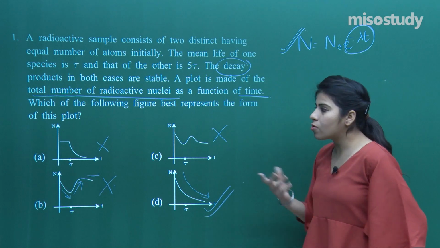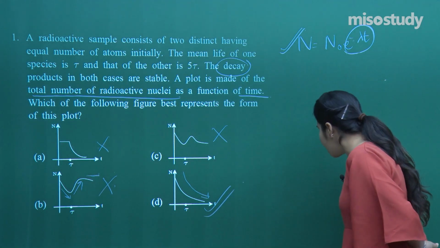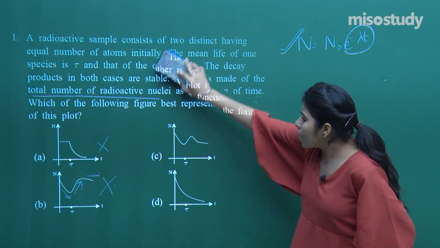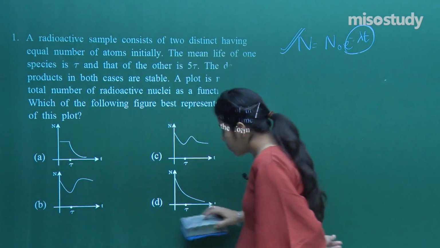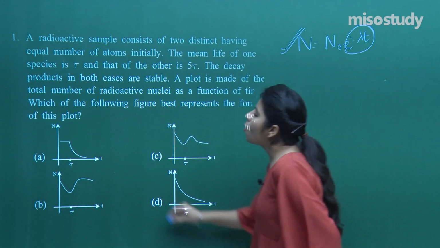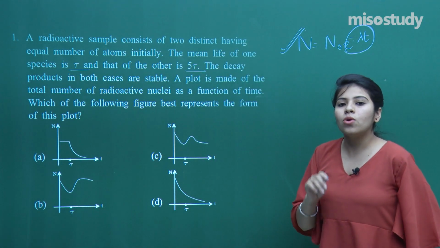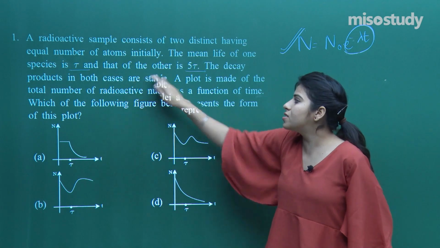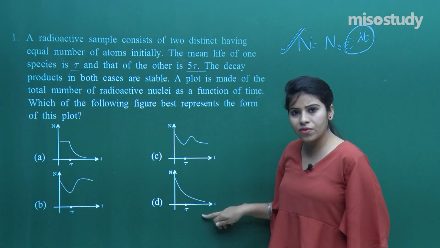So yeah, we are now done with this question. You can see how you can relate your knowledge with the question that has been given here. I think some people might get confused where you will see this tau and 5 tau. But you do not have to worry about this situation. You just have to focus on the graphs that have been given.